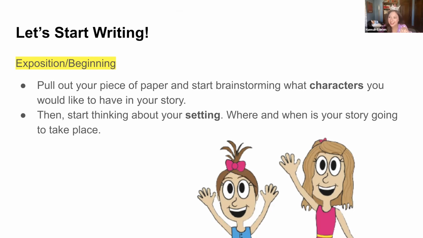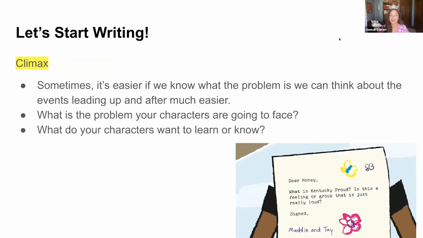Well, now that you've got your setting, now that you got some characters, we're going to kind of get moving so that we're good on our time, but we don't have to stop the writing process here. So what I like to do next, and this is a little bit different, everybody does it a little bit different, is I like to think about what the climax is going to be. Sometimes it's easier if we know what the problem is, and then we can think about the events leading up to it much easier. So what is the problem your characters are going to face? Or what do your characters want to learn or know?